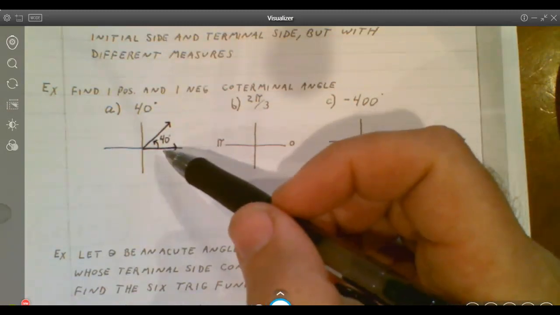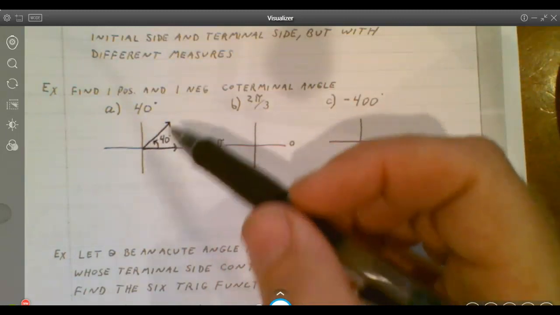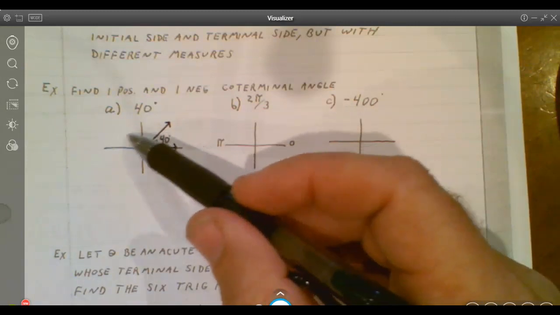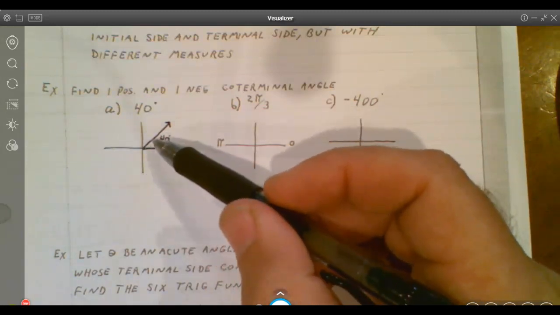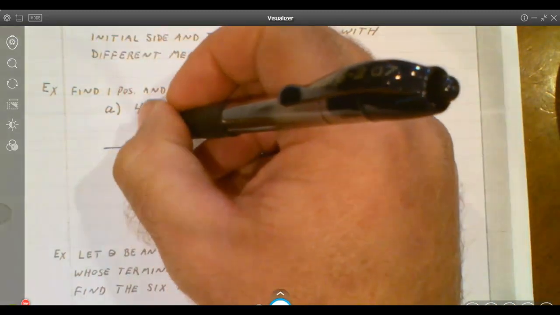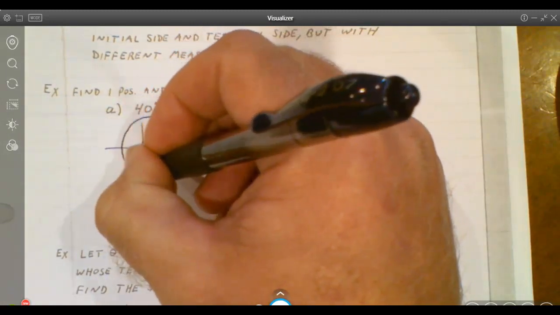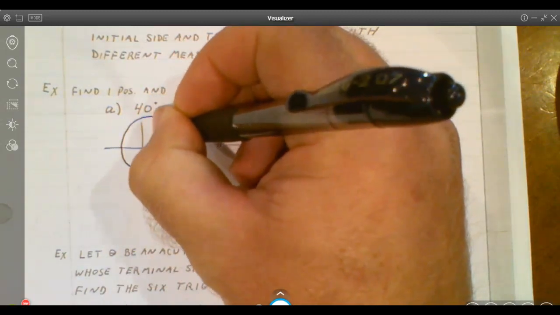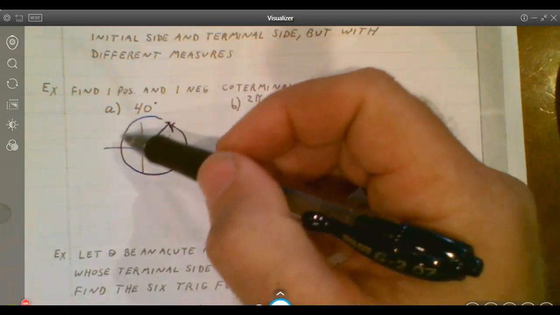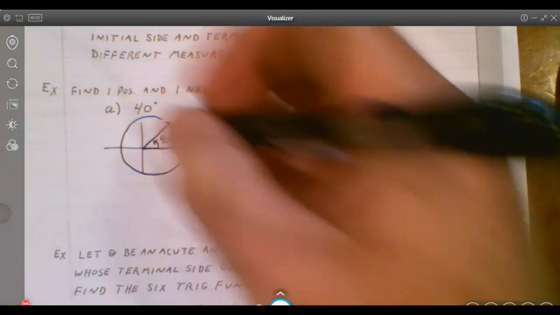Well, quite simple, right? We know that if we go 360 degrees, that's like taking one full lap around. So if I was in this position, if I add 360 to this, it takes me one full lap around, right back to where I started. So I'm going to go from here, and I'm going to rotate 360 degrees like this. So I started at 40 degrees. I'm adding on another 360, so 40 plus 360 we know is 400 degrees.